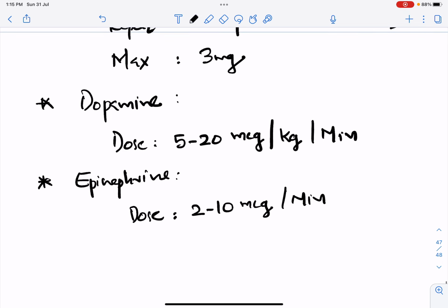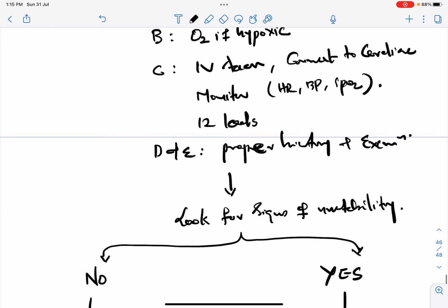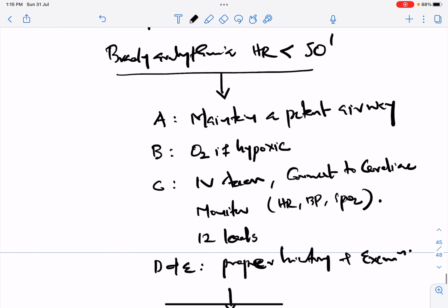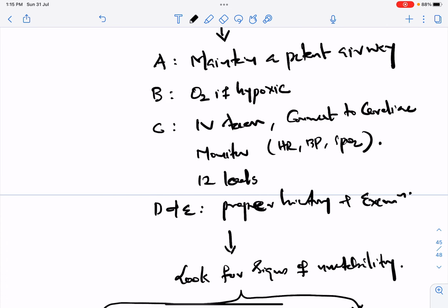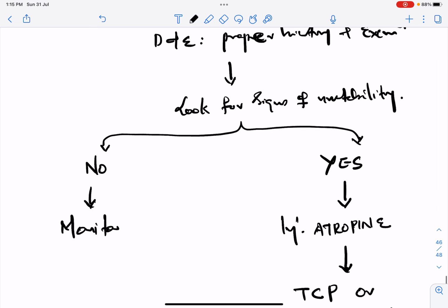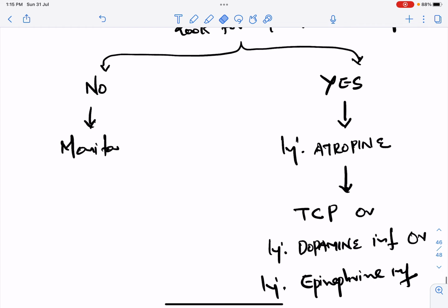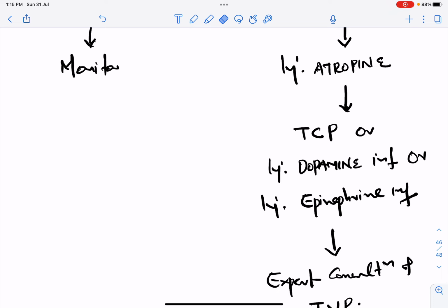So this is how you have to manage a patient with bradyarrhythmia. Okay, first look at the heart rate. If it is less than 50, you have to do a thorough primary survey. After primary survey, you have to look for the signs of instability, which I have already discussed. Then if there are no signs of instability, you have to monitor the patient. If there are signs of instability, the first drug is injection atropine. If not subsided, then you can go for transcutaneous pacing or injection dopamine or injection epinephrine according to the recommended dose.